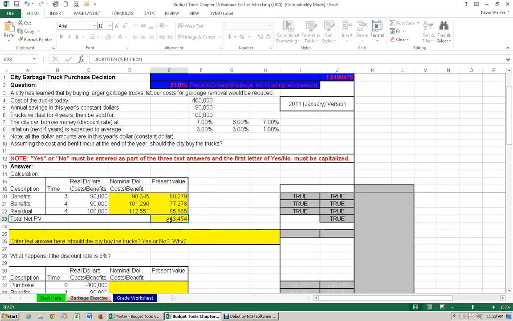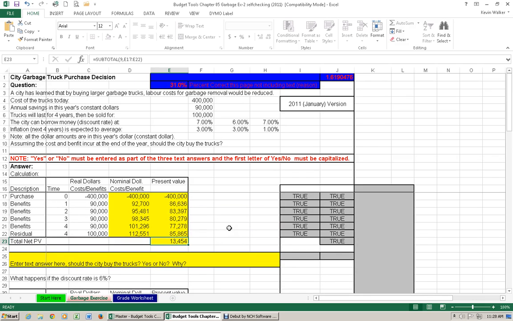If this turned out to be a negative number, then it's not a good decision. The savings and labor costs don't cancel out what it's going to cost you to borrow the money to buy the trucks. You understand? So you fill this out. Everything's true. The numbers are correct. This number is positive. Therefore, you would say, yes. Oops. Buy the trucks because the net present value is positive.